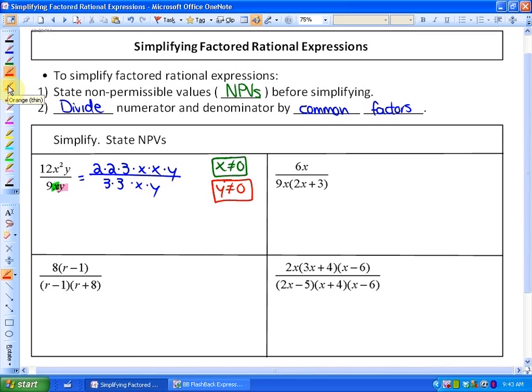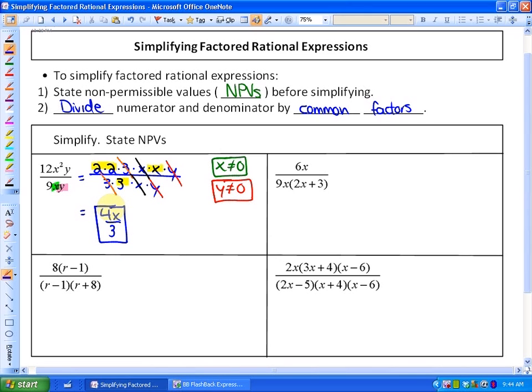All we need to do is divide out all of our common factors. You can see in the numerator we have a 3, and in the denominator we have a 3. We can cancel those out or divide them out. These x's can be canceled out and these y's can be canceled out. So our numerator is left with 2 2's and an x, which simplifies to 4x, and our denominator simplifies to just 3. So the simplest form is 4x over 3, or 4/3 x.